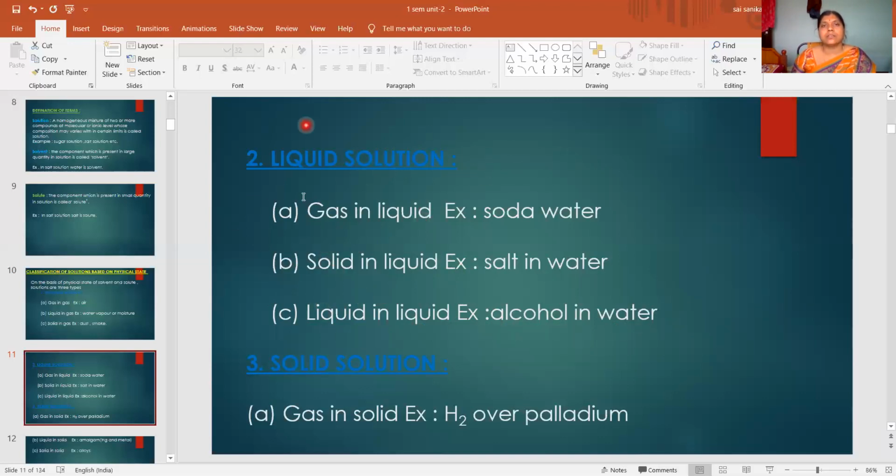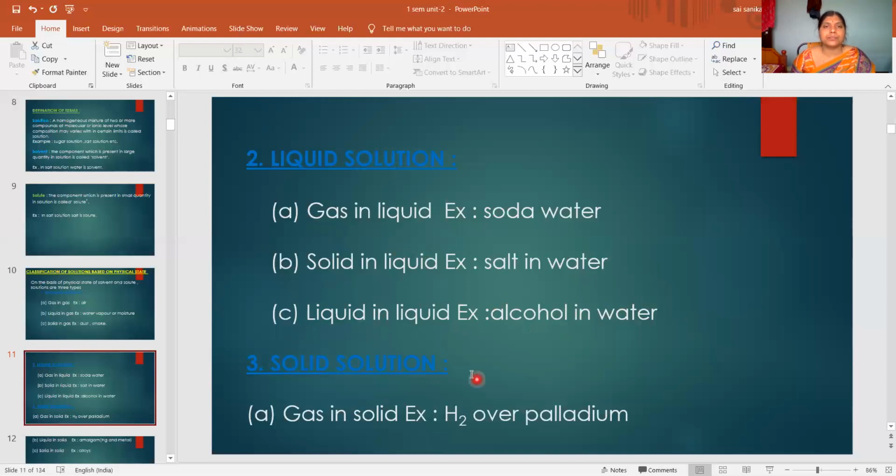So again, these liquid solutions are three types. Gas in liquid. So here liquid is the solvent and gas is the solute. Example, soda water. Then solid in liquid. Solid is the solute. Liquid is the solvent. Example, salt in water. Salt is the solute. Water is the solvent. Then liquid in liquid. Both are liquids. Solute liquid, solvent liquid. So alcohol is solute and water is solvent. So these are the liquid solutions.